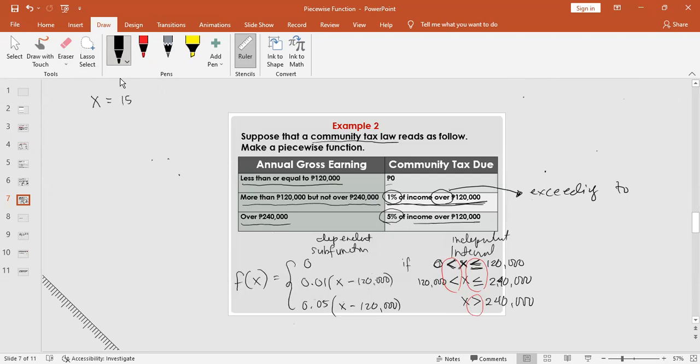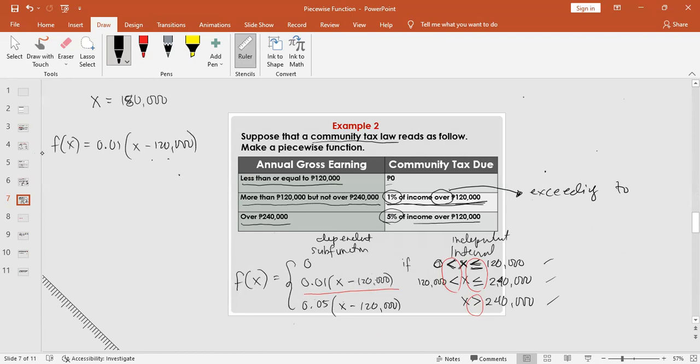What if your annual gross earning is, baka 150, 180,000 pesos. O saan magfo-fall yung 180,000 pesos? Is it in the first interval, second, or third? It's in the second interval. Therefore, we will use this subfunction to answer the required value. So we will write f of x is equal to 0.01 times x minus 120,000.